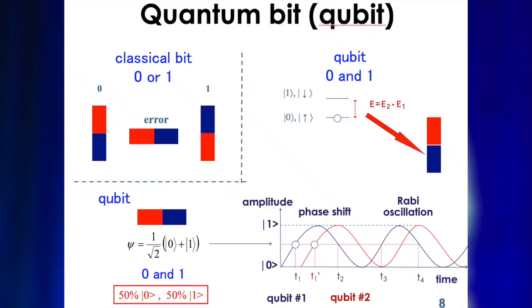A quantum bit is different from a classical bit. A classical bit, as I show here, uses state 0 or 1. There's nothing in between. A quantum computer, based on qubits, also uses 2 digits, 0 and 1, but it allows for superposition of 0 and 1. So one bit can hold both 0 and 1 at the same time.